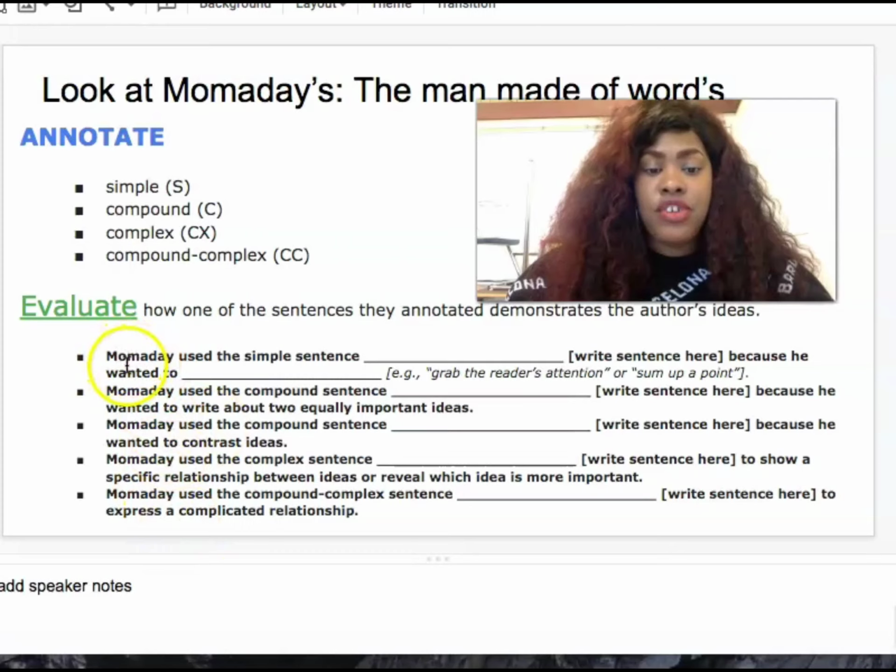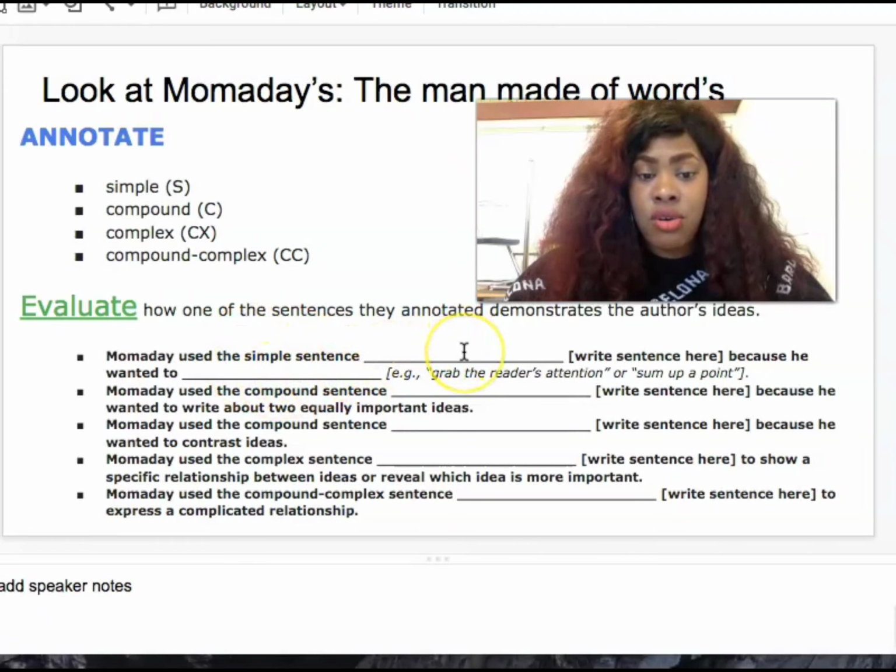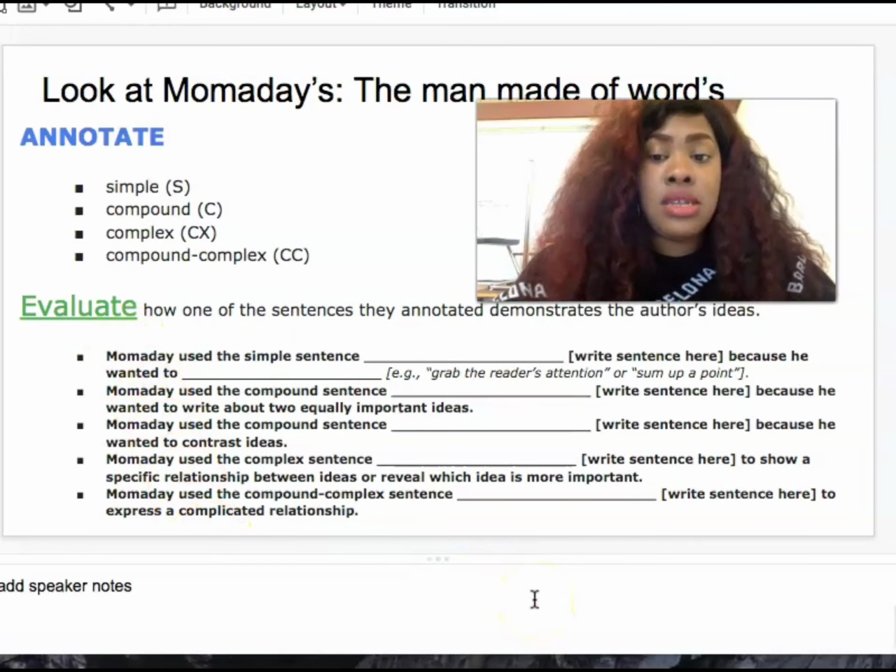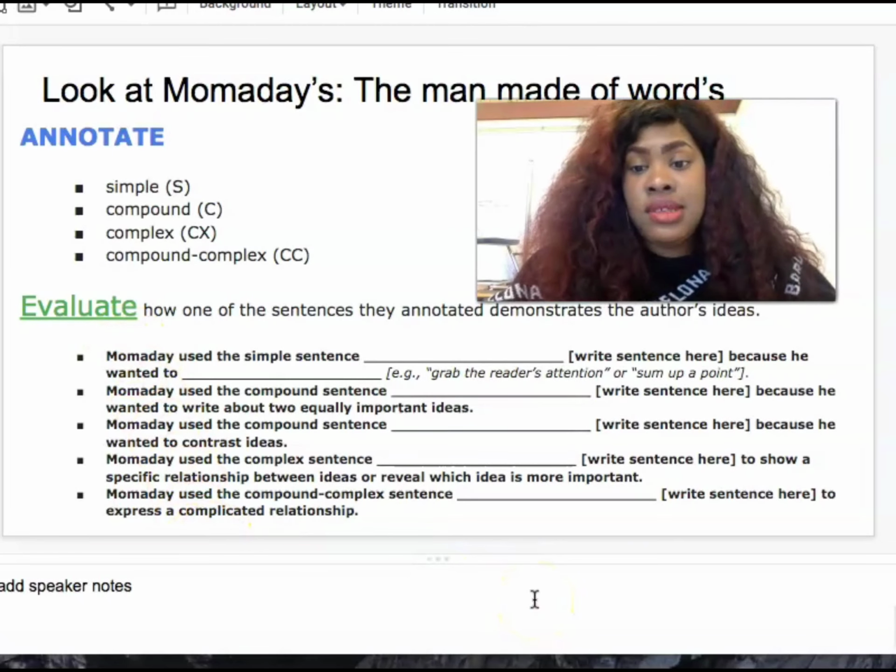So for example, the first one says, Mama Day uses the simple sentence because he wanted to. So you would need to find a simple sentence that's inside of The Man Made of Words article and then explain why it was used. So you'll be filling in the blanks for the different types of sentences that Mama Day uses in his writing.